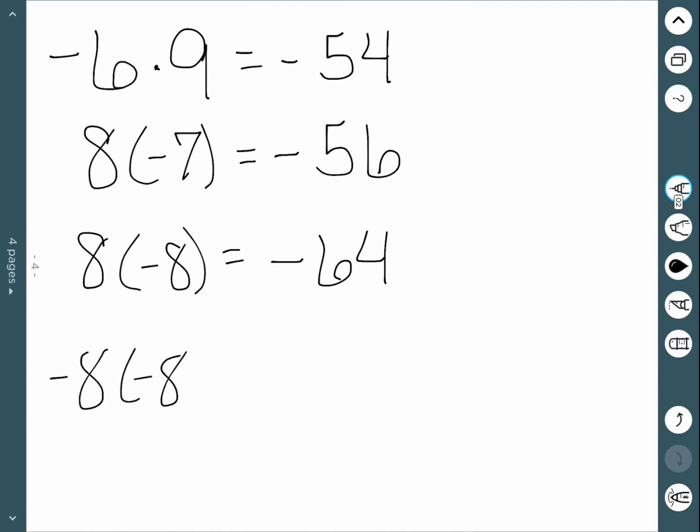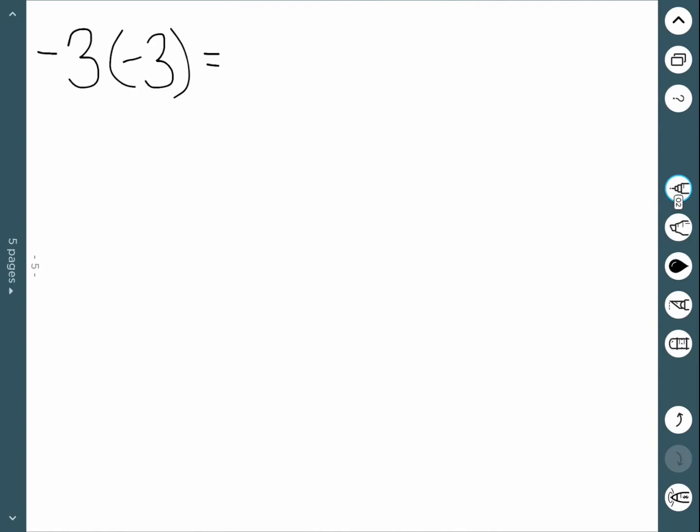Well, what about negative 8 times negative 8? If you remember, you may say, oh, this is going to be positive. We know that two negatives make a positive. But the question is, why? Why is it that when we multiply these negatives, we get back to a positive? Let's think of what this is actually saying using our repeated addition or subtraction model.